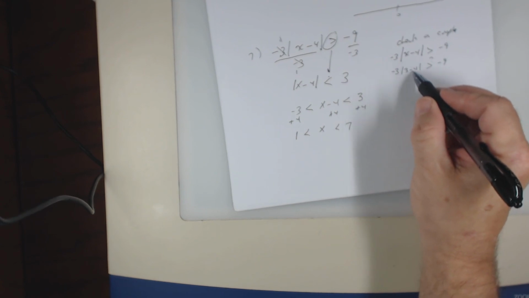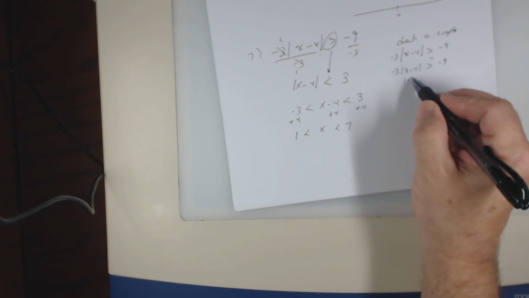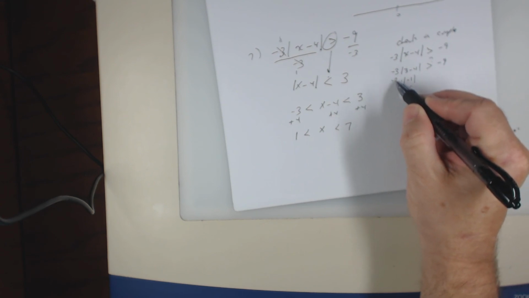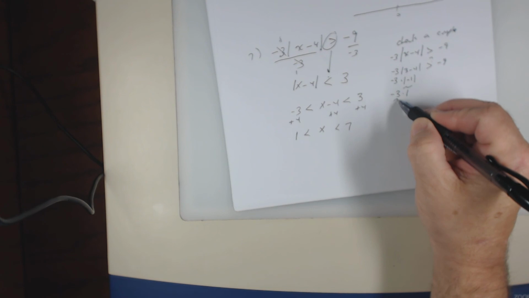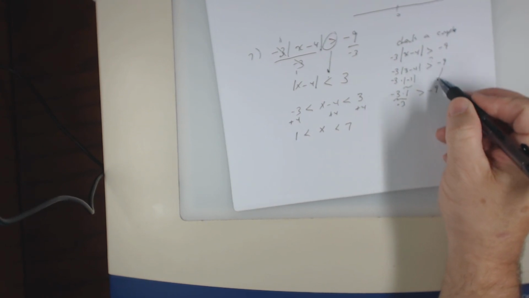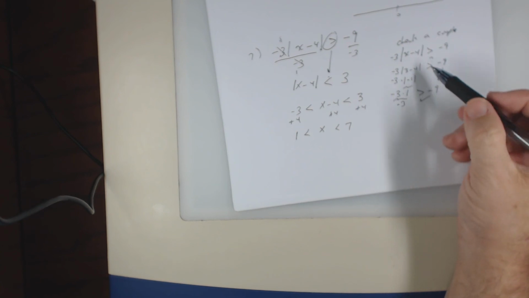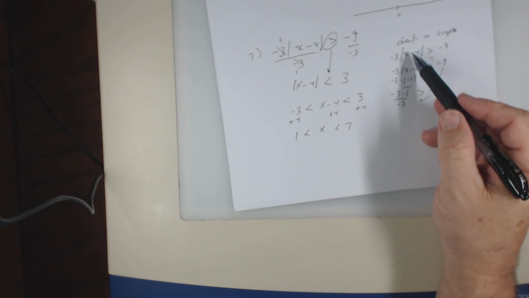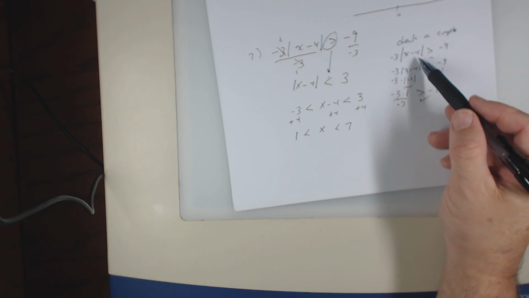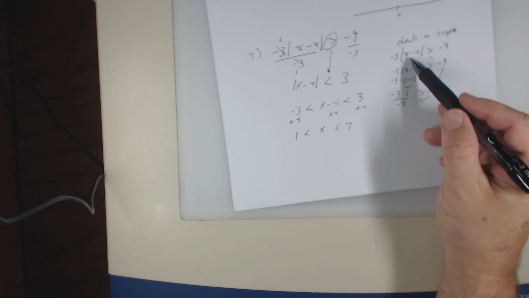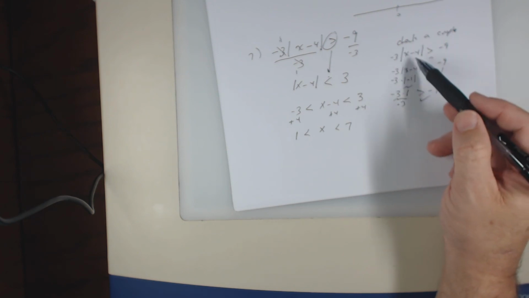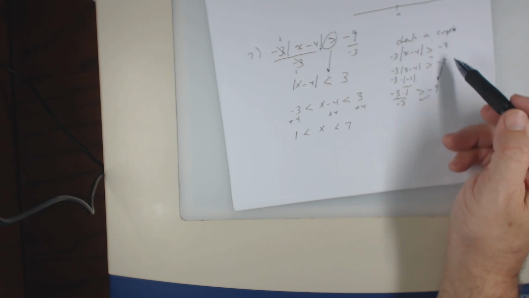All right, let's check. What's 3 minus 4? What's the absolute value of -1? Okay, that's 1, right? That's also being multiplied by what? And what's -3 times 1? Is -3 bigger than -9? Yes. And see what I did? So 3 minus 4 is -1. The absolute value of -1 is +1. 1 times -3 is -3. That's what this is. And is -3 bigger than -9?